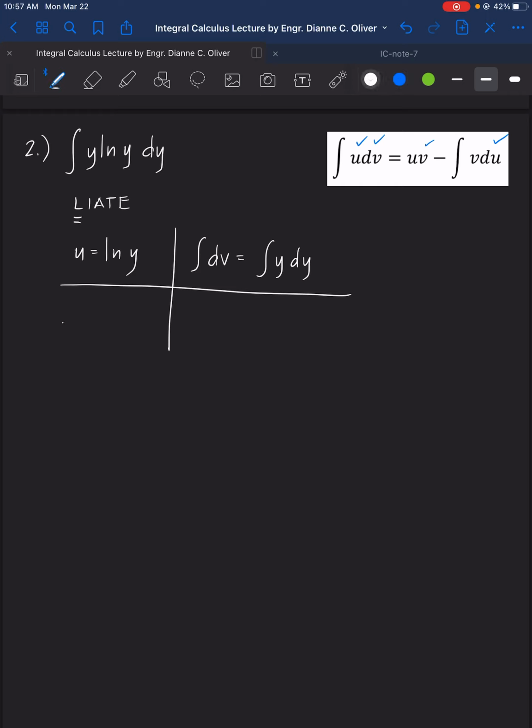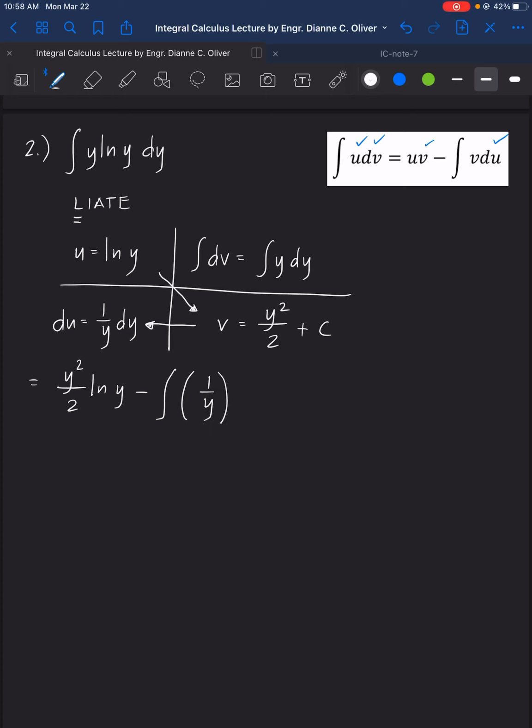So we have du is equal to 1 over y dy. And then we have the v. So the integral of dv here is y squared over 2 plus c. So using the pattern, we have u multiplied with v, and then minus the integral of v du. So u multiplied with v, we have y squared over 2 ln of y minus integral, then parenthesis, 1 over y multiplied with y squared over 2 dy.